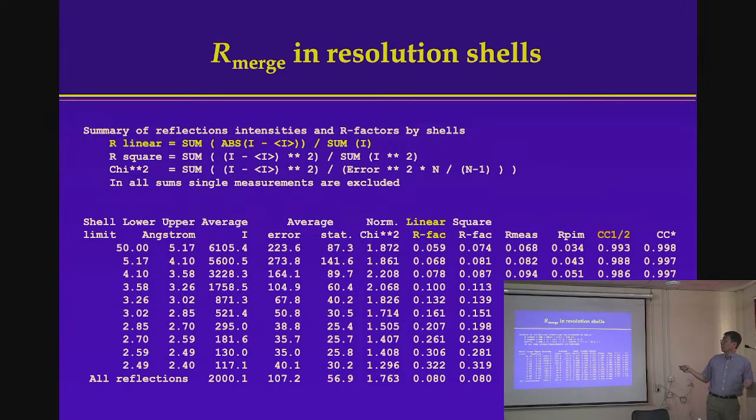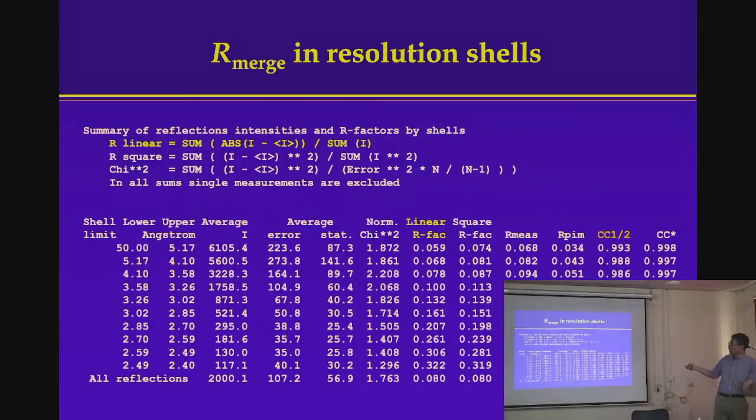And to really look at how far your crystal diffracts, you look at the R merge as a function of resolution. So here's resolution, 50 angstrom down to 2.4 angstrom resolution in shells. And then you look at the R merge. At low resolution, strong reflections, high intensity, very low R merge, 6% or so, which actually is on the high side. On a good crystal, this could be like 2%. And then the high shell is about 30%, which is still pretty good.